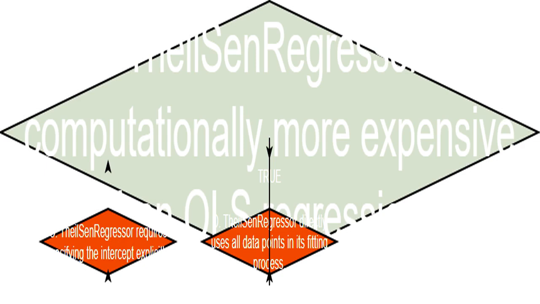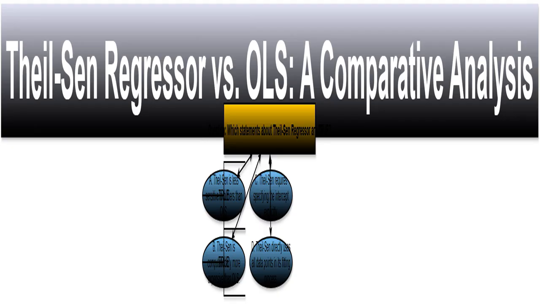Yep, true. Again, calculating the median of all pairwise slopes is significantly more computationally intensive than the matrix operations used in OLS. In comparing TheilSen regression and ordinary least squares, OLS, regression, I'll focus on how they handle outliers and their computational speed. Think of it like this. OLS is a super fast but fragile race car, while TheilSen is a sturdy, slower truck. The truck can handle rough terrain, outliers that would wreck the race car.